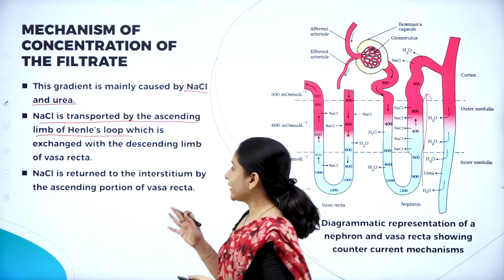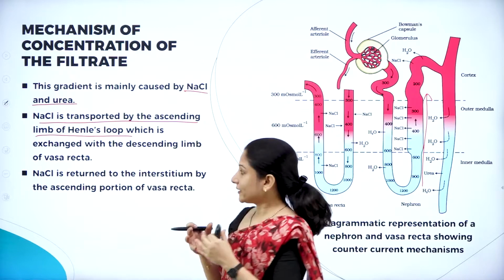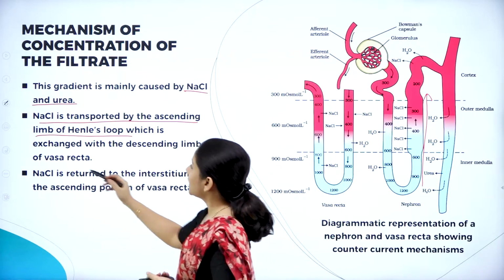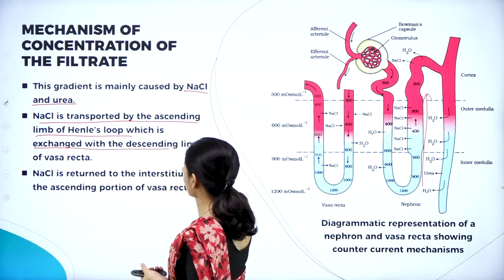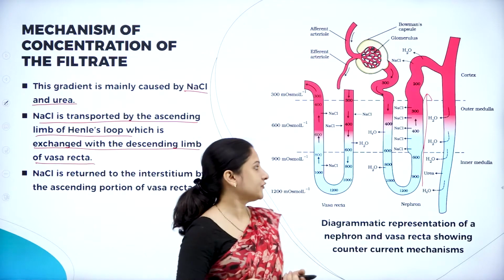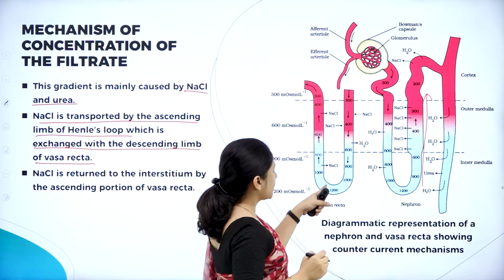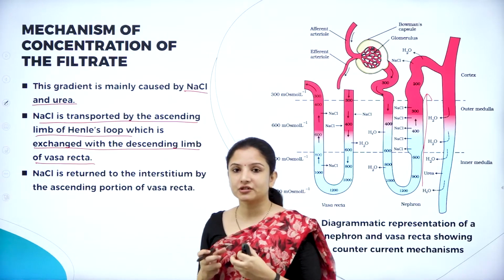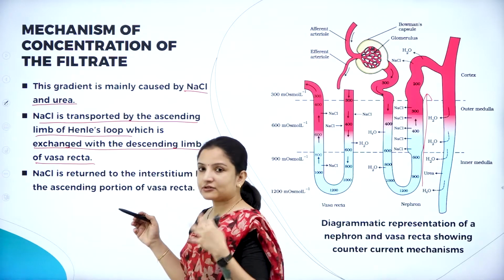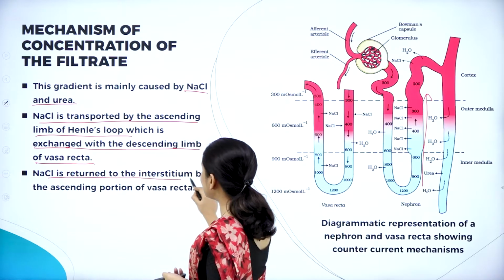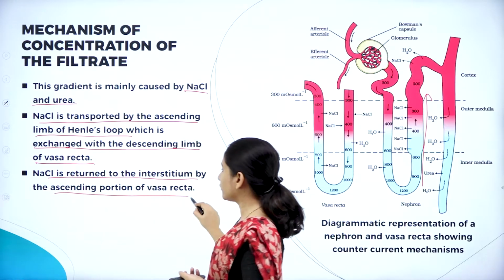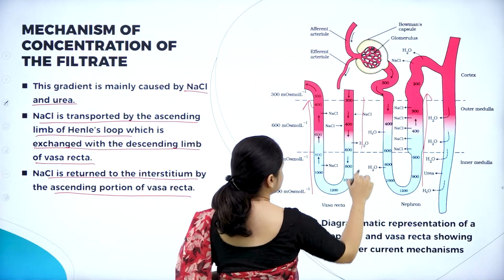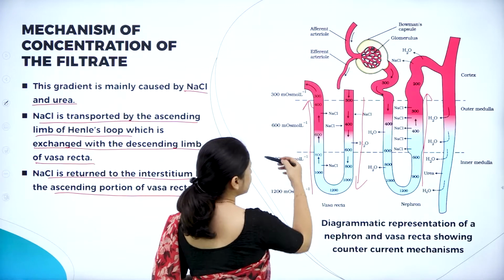So sodium chloride is transported by the ascending limb of the Henle's loop, and this sodium chloride is exchanged with the descending limb of the vasa recta. If you can see here, they get exchanged with the descending limb of the vasa recta. So that is how exactly the concentration is maintained. And then the sodium chloride is returned to the interstitium by the ascending portion of the vasa recta. So this is the ascending portion of the vasa recta, and this one is the descending portion. And the sodium chloride is returned back.